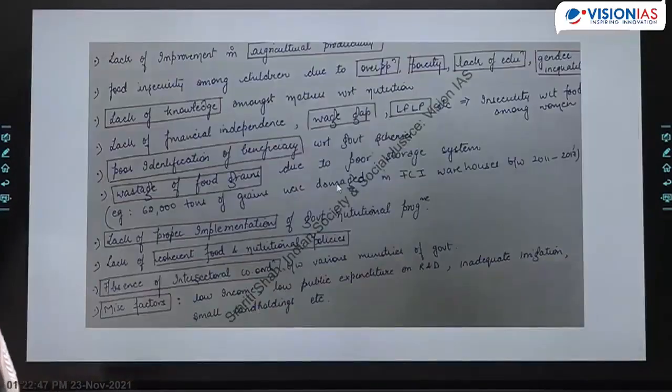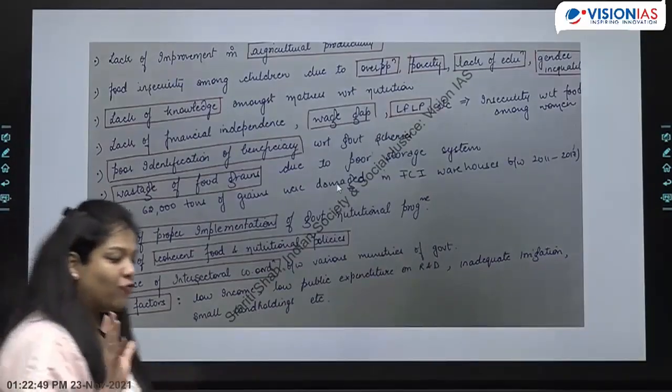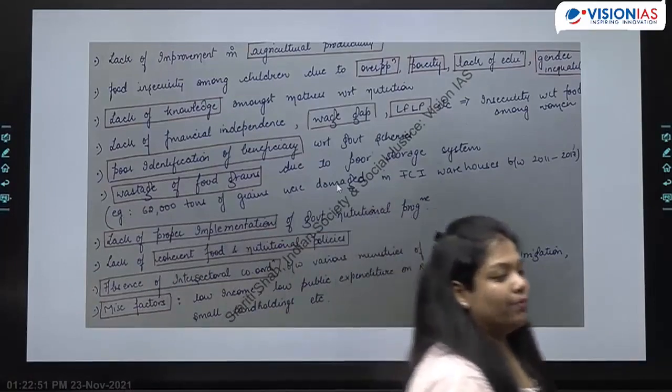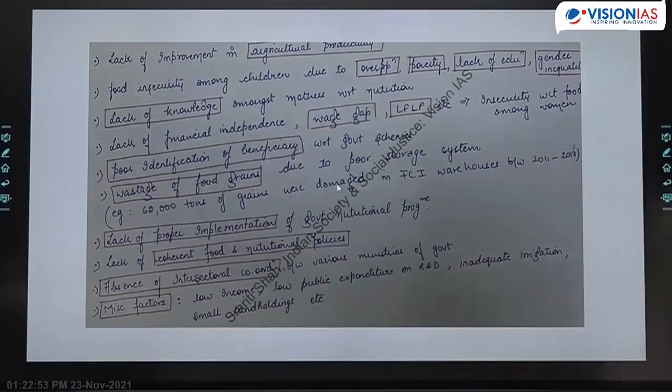Is that clear? Now, overall, although I have already discussed with you the issues of hunger and the causes of malnutrition, in case the question comes on food security, this is how you can present the answer. What are the reasons why there is food insecurity in India? First of all, we have failed to improve the agriculture productivity. The insecurity among children is because of certain factors.